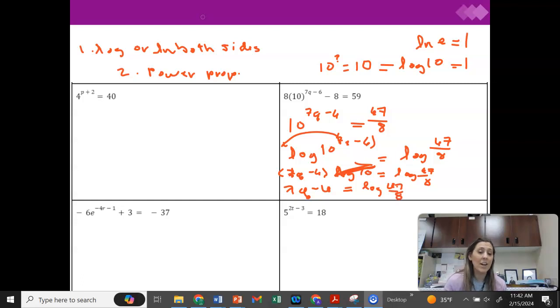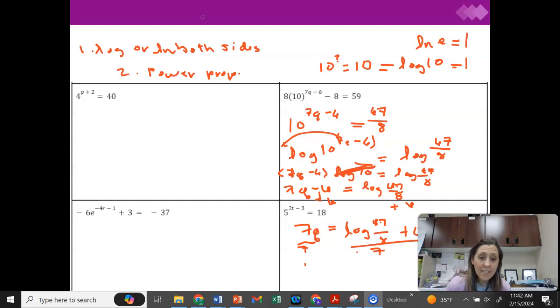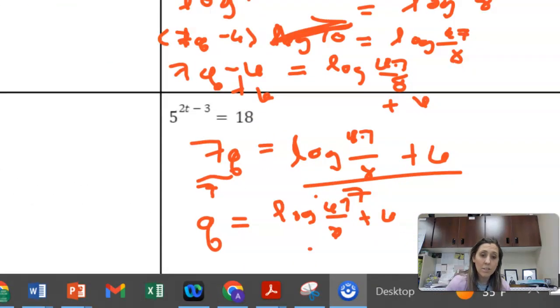And now this is so much easier. Now I just have 7 times a number minus a number. Now I just need to isolate my variable. So I'm going to add 6 to both sides, and so then I'm going to write down here 7q equals log 67 over 8 plus 6. And then I need to divide both sides, the whole thing, by 7. So then I get q equals log of 67 over 8 plus 6, all of that over 7.